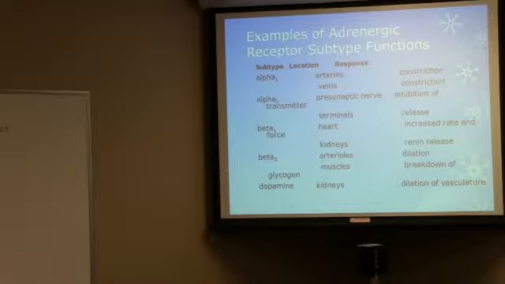Our beta 1 is going to be located in the heart and kidneys. This is important for next term, because we'll be talking about medications that will be affecting specific receptors and what the specific receptors do. So we'll be focusing quite a bit on beta 1. But beta 1 is found again in the heart and kidneys.